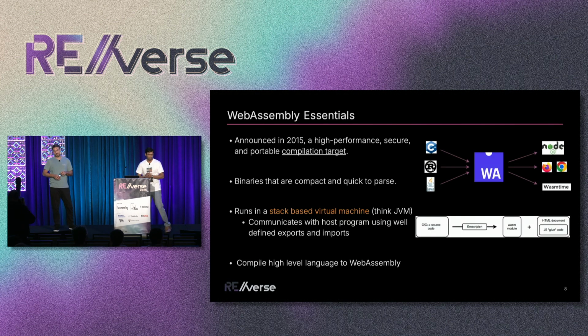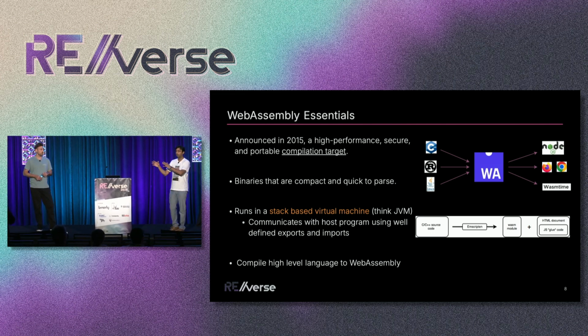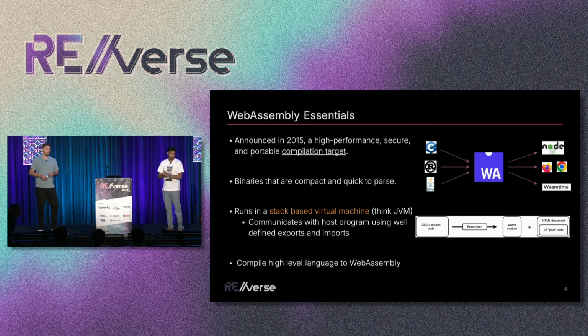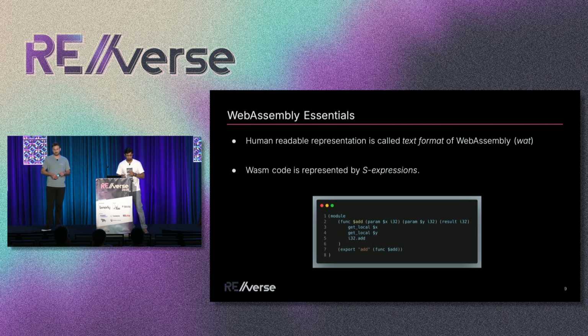Okay, so a quick introduction about WebAssembly. It has been around for a while. It was introduced in 2015. It's a compilation target, so you can take some high-level language and compile it to WebAssembly. It works on a stack-based virtual machine, so you can relate it to something like the JVM. So you take C++ or Rust code, compile to WebAssembly, then you have various runtimes like in the browsers or Node.js, and you can run your WebAssembly binaries.